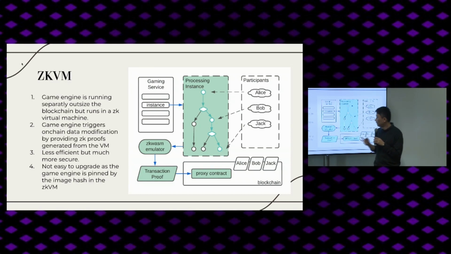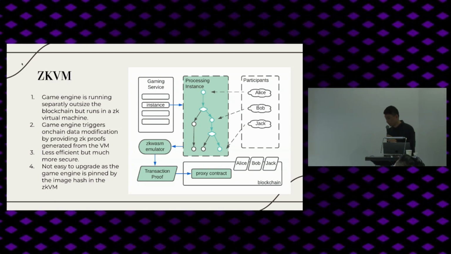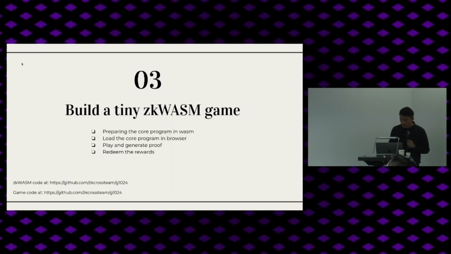But two problems still remain. The first is that it's not very easy to upgrade. The second is that because the virtual machine takes a lot of time to generate the proof, we cannot support very high TPS games. But I'm not going to solve that problem today. In the rest of the talk, I'm going to show you how to leverage this architecture and build a game. Okay, let's build a game.